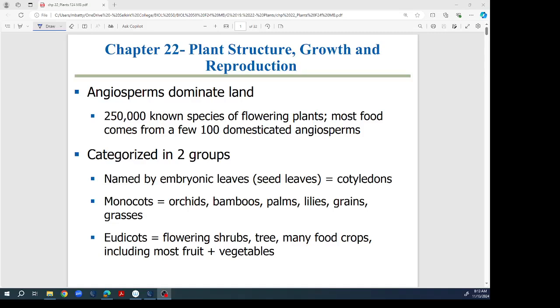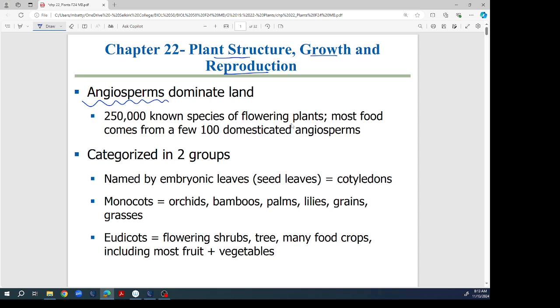So chapter 22 carries on with our discussion of plants and botany, and really focuses mostly on angiosperms. The last chapter kind of went through the different kinds of plants, and this one's really going to talk about plant structure, growth, and reproduction with a real focus on angiosperms. They really do dominate the land.